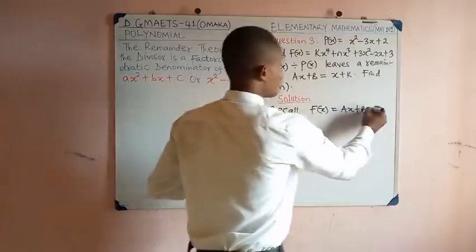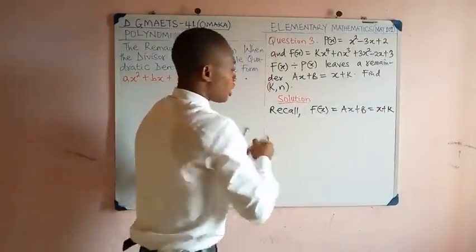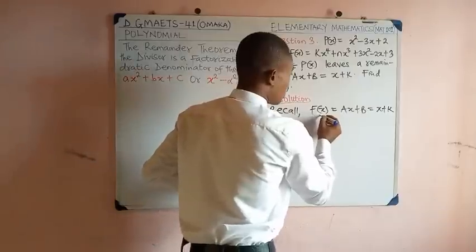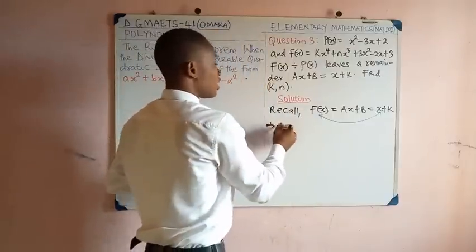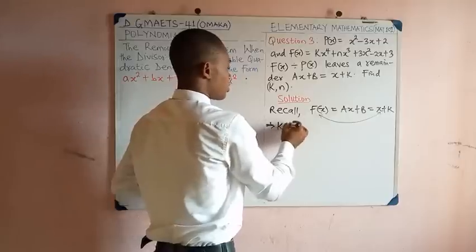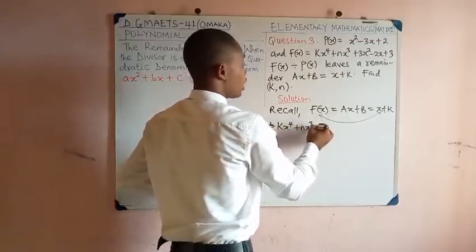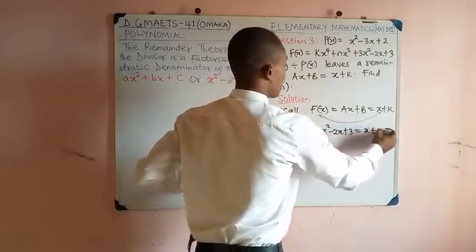According to the question, ax plus b is equal to x plus k. Which means if I'm working this out, I'm going to equate this term to this. Does that make sense? That's the point. So it simply implies that our f of x is given as kx raised to the power 4 plus nx raised to the power 3 plus 3x squared minus 2x plus 3, and is equivalent to x plus k.